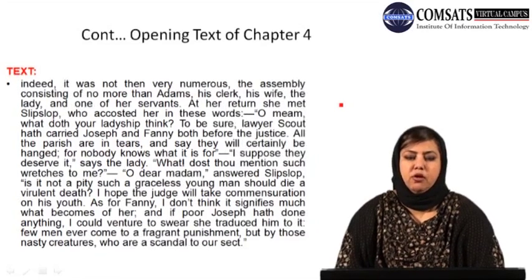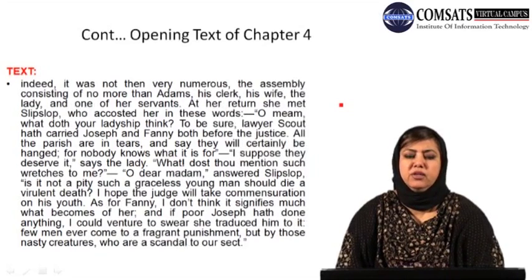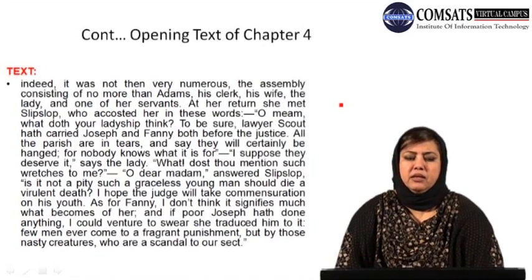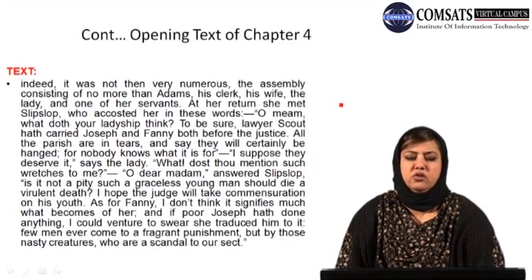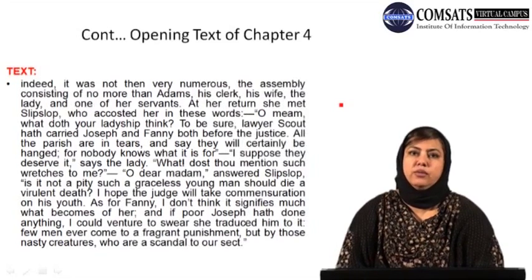At her return, she met Slipslop, who accosted her in these words, "Oh, ma'am, what doth your ladyship think? To be sure, Lawyer Scout hath carried Joseph and Fanny both before the justice. All the parish are in tears, and they say they will certainly be hanged, for nobody knows what it is for." "I suppose they deserve it," says the lady. "What, dost thou mention such wretches to me?" "Oh, dear madam," answered Slipslop, "is it not a pity such a graceless young man should die a virulent death? I hope the judge will take commensuration on his youth. As for Fanny, I don't think it signifies much what becomes of her. And if poor Joseph hath done anything, I could venture to swear she traduces him to it. Few men ever come to a fragrant punishment but by those nasty creatures who are a scandal to our sect."